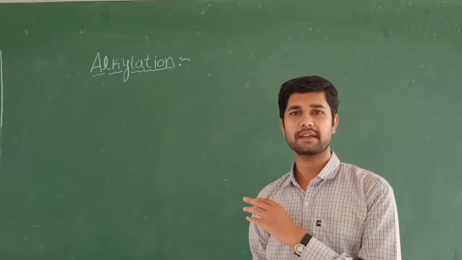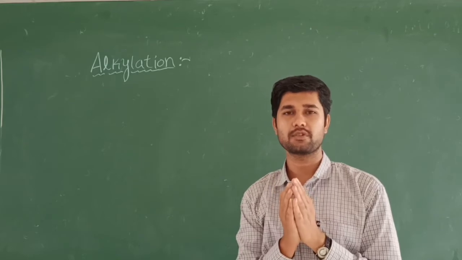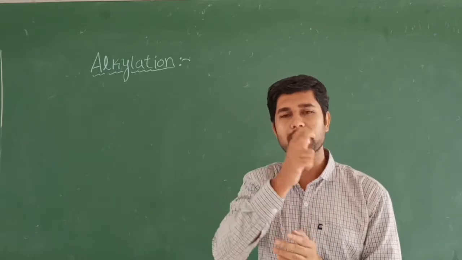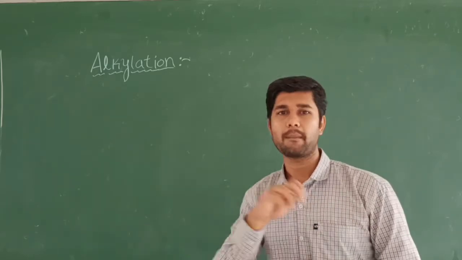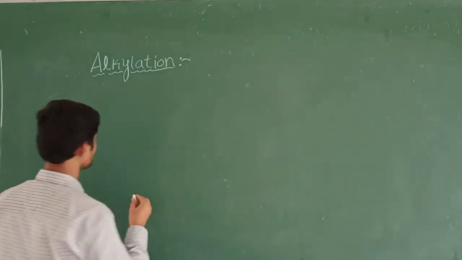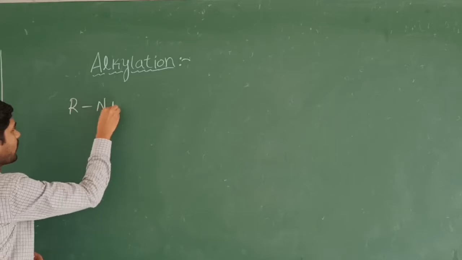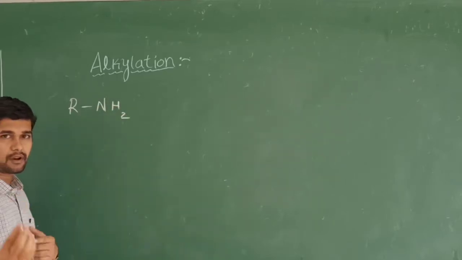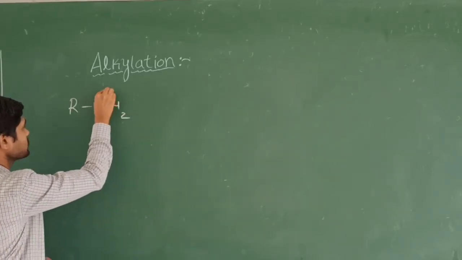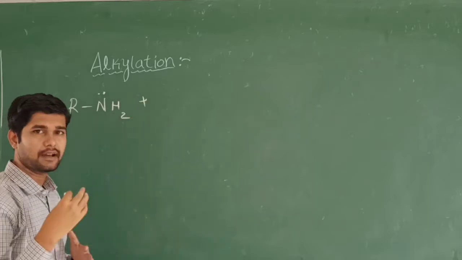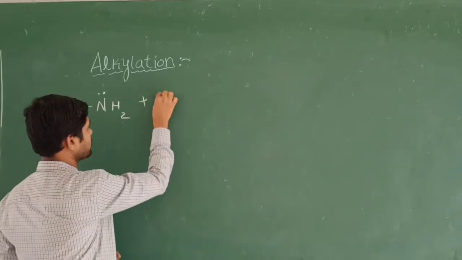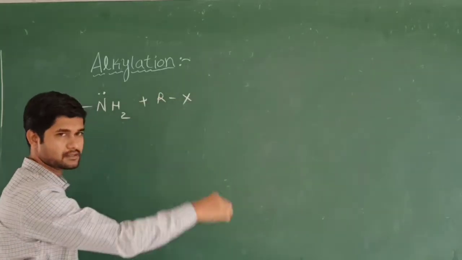Alkylation is, as the name indicates, about alkyl groups. We are going to substitute alkyl groups in the place of hydrogen atoms of the amino group. Let's see the first one. You know that primary amines are NH2 with a lone pair of electrons on the nitrogen atom. So this will successfully react with alkyl halide. Alkyl halide has the formula RX.